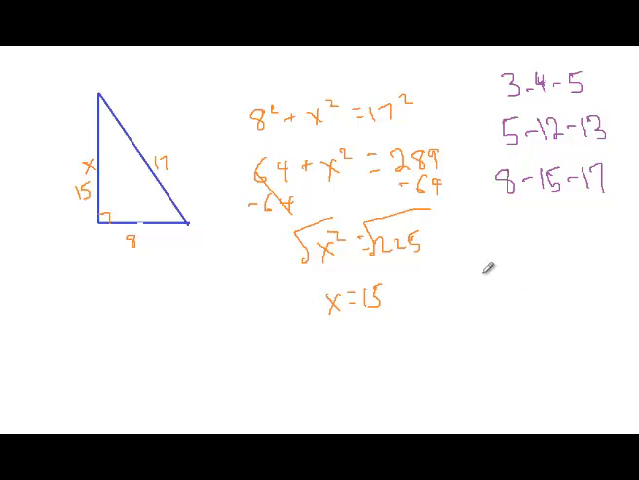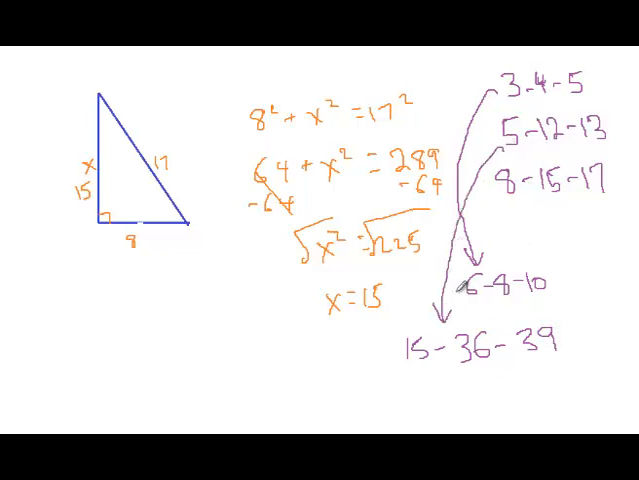And it can also be multiples of these. For example, it could also be 6, 8, and 10, because that's really a 3, 4, 5 triangle that's just doubled. It could be 15, 36, and 39, because that's simply a 5, 12, 13 that is tripled. In other words, any multiple of these sides works too.